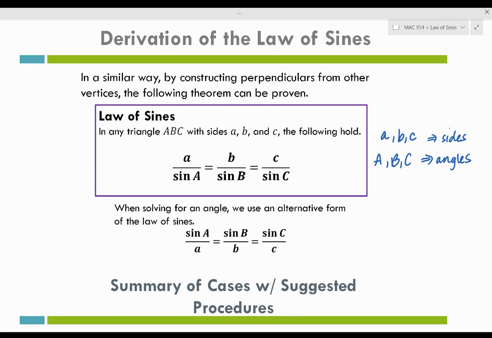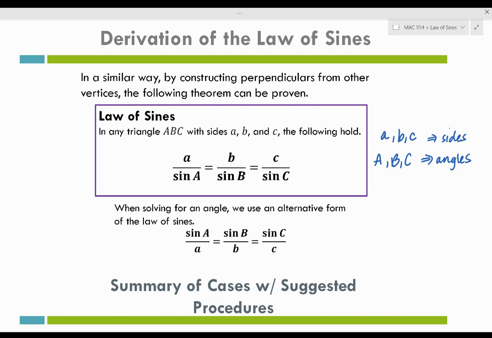So side a over the sine of angle A is equivalent to side b over the sine of angle B, which is also equivalent to side c over the sine of angle C. Okay, so we're going to use that.